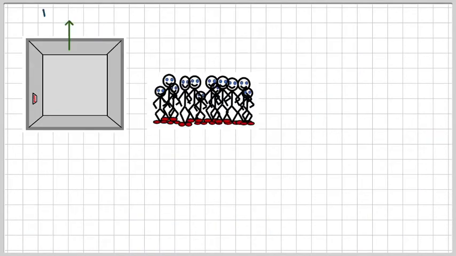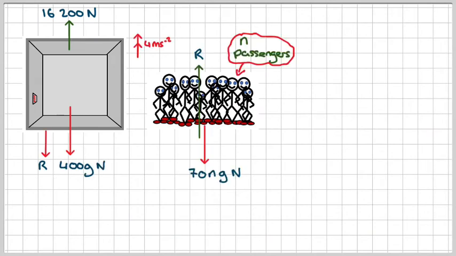So if we just draw those out again quickly, the same diagram here. What we've got to do is make an equation of motion for this one and an equation of motion for this one, and maybe then we can solve them.